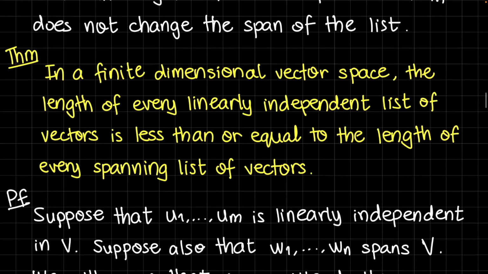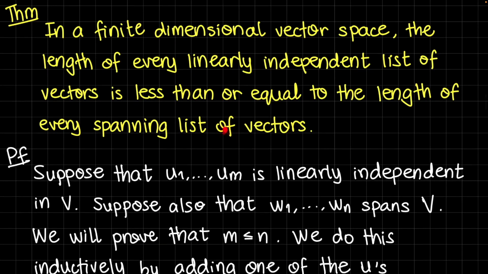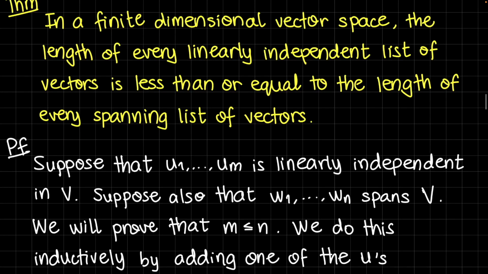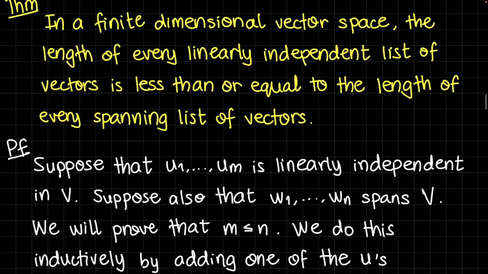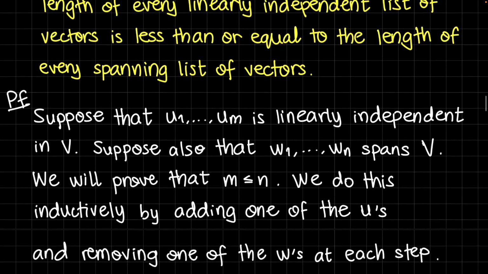Okay, here comes the theorem, which is actually quite important. In a finite dimensional vector space, the length of every linearly independent list of vectors is less than or equal to the length of every spanning list of vectors. So there is an inequality on the relative lengths of linearly independent lists with respect to spanning lists on a finite dimensional vector space, which is what we'll be working with, as I said before.